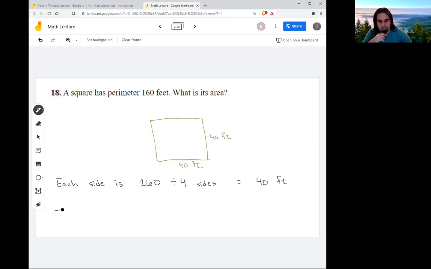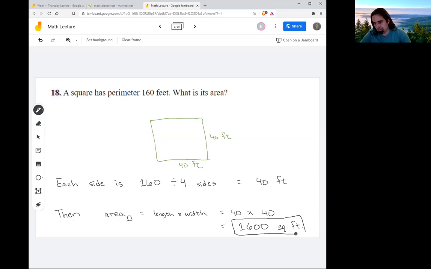Now, how do I find the area? Area of a square is length times width or base times height, whatever you want to use. So 40 times 40. So 4 times 4 is 16, now with two zeros after it. Ta-da.